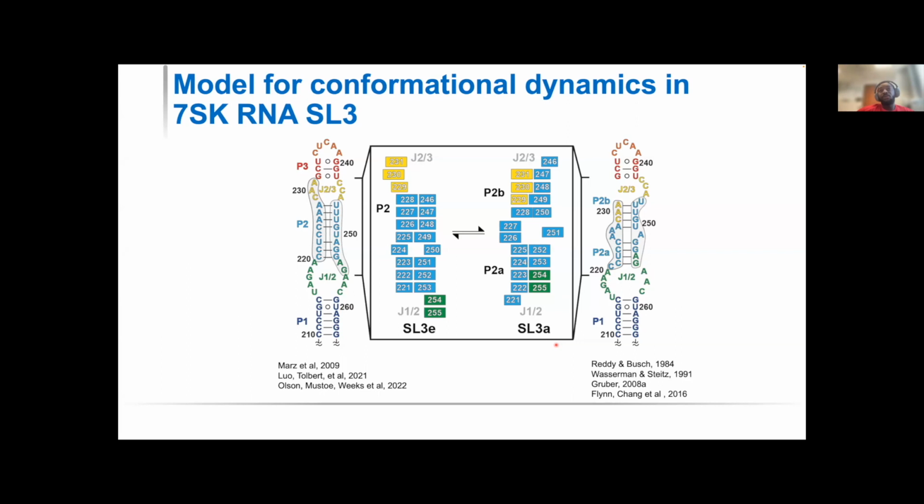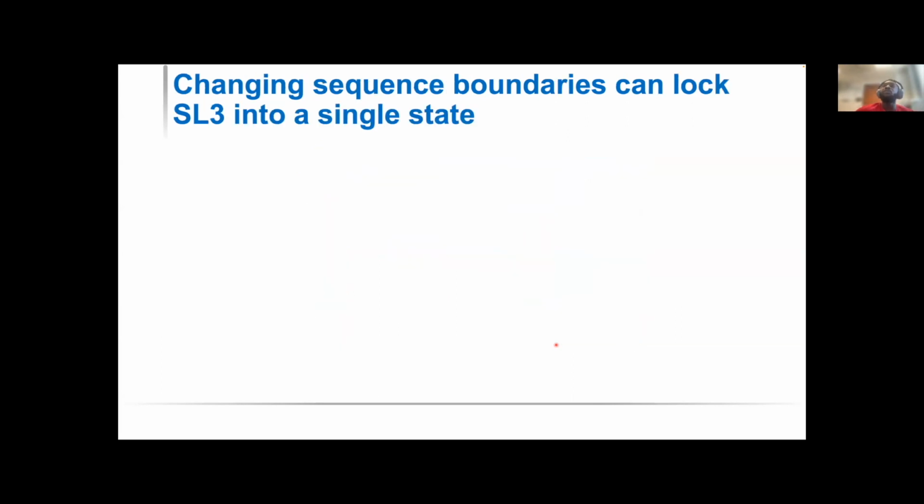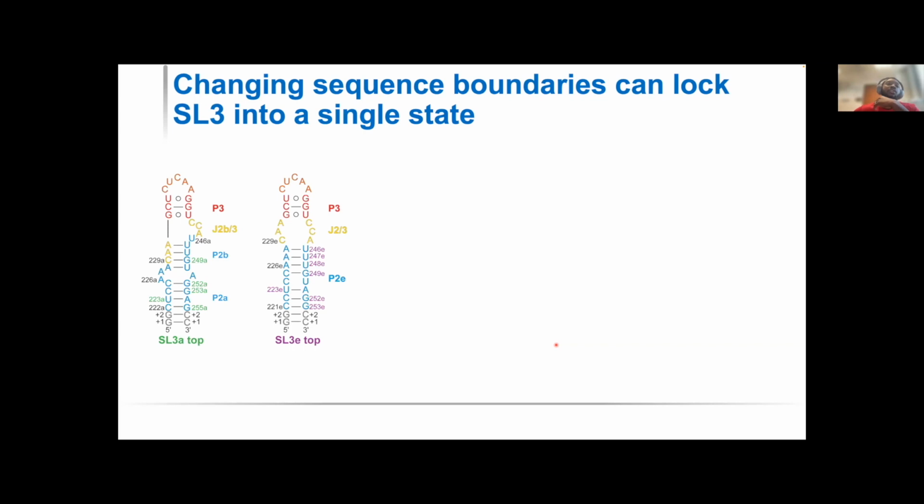So we decided to explore this a little bit more. And what we did was just trying to understand this conformational exchange. So we decided to see if we can lock these states. So basically, can we stabilize one state over the other? So to do that, we decided to start with the top portion of stem loop 3. Basically, we just changed the sequence boundaries. Here we're going from 222 to 255. And we observe that when we change this, just by changing the sequence boundaries, we can stabilize the A state.